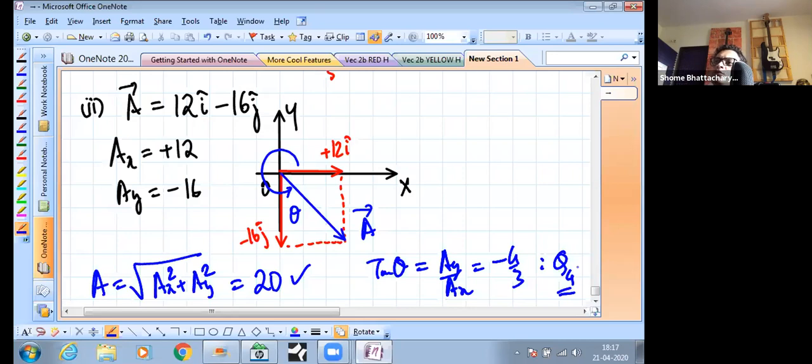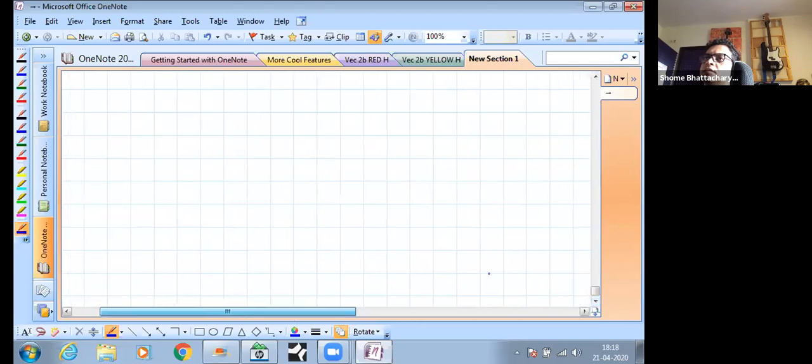Second quadrant होने के लिए क्या होना चाहिए था? X component should have been negative and y component should have been positive. So anyway, the angle you will get will actually be 360 minus 53. Okay, so that is 307 degrees. Okay, so just let me explain how we'll get this here.